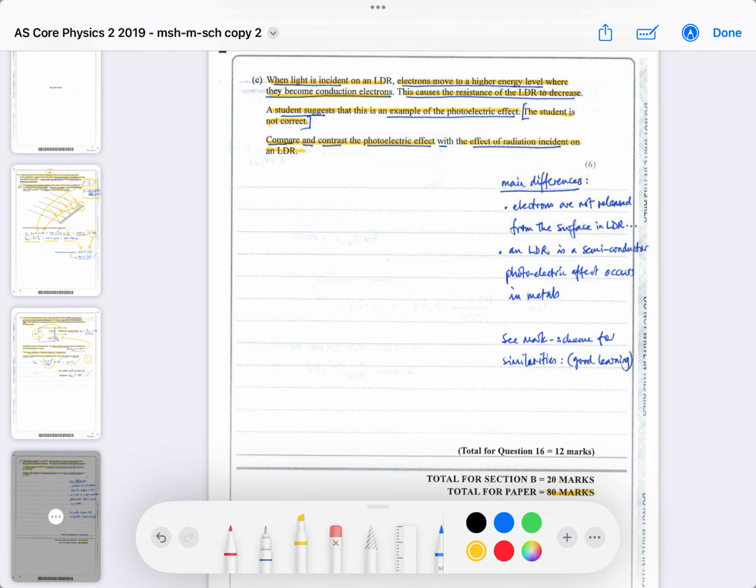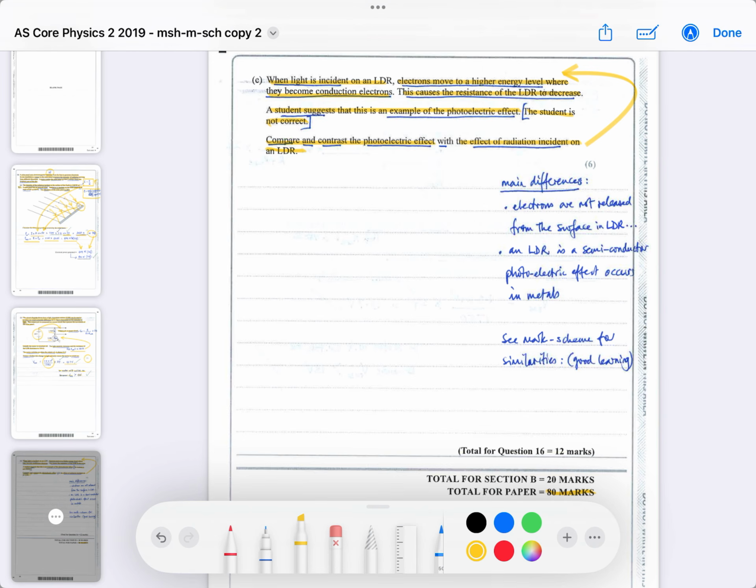Well, they've actually told you the answer: the electrons move to a higher energy level. Here, they move to a higher energy level. I don't like the way that arrow went. It's not obeying my instructions. So it goes to a higher energy level in the semiconductor device.